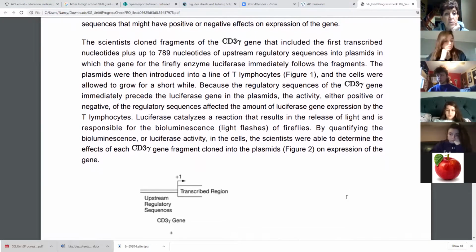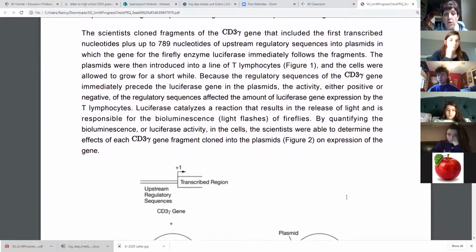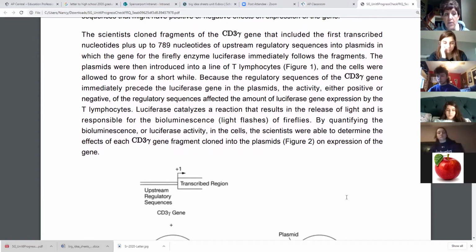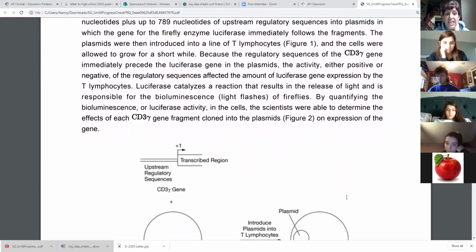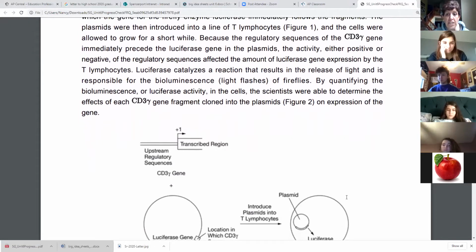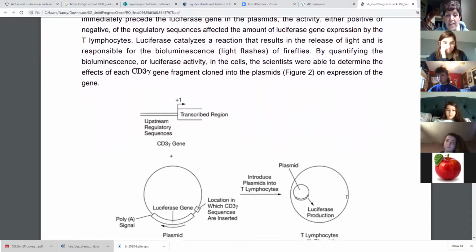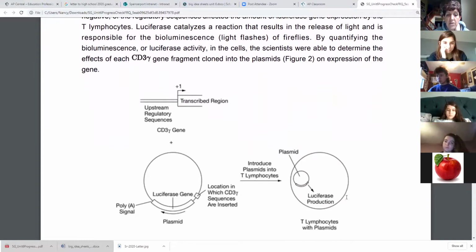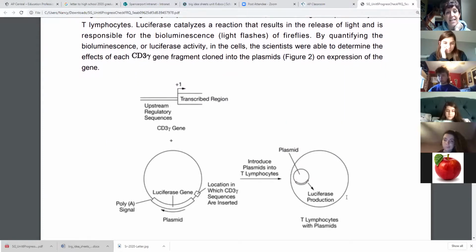All right. The plasmids were then introduced into a line of T lymphocytes, and the cells were allowed to grow for a short while. Because the regulatory sequences immediately precede the luciferase gene, the activity, either positive or negative, of the regulatory sequences affected the amount of luciferase gene expression by the T lymphocytes. Luciferase catalyzes a reaction that results in the release of light and is responsible for bioluminescence of fruit flies. By quantifying the bioluminescence in the cells, the scientists were able to determine the effects that they cloned.